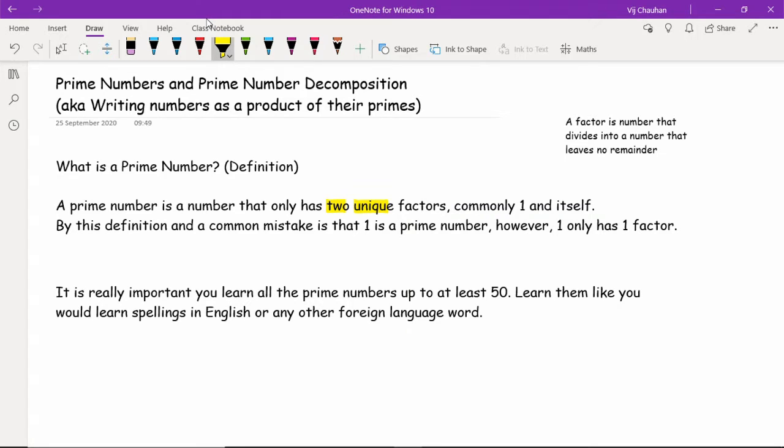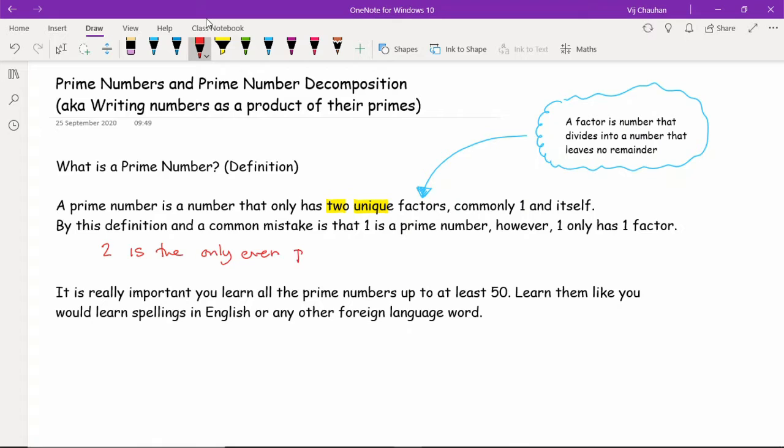Now a little reminder about what a factor is. A factor is a number that divides into a number and leaves no remainder. There's a couple of things you need to know about prime numbers: there's only one even prime number. So 2 is the only even prime number. All the other prime numbers are odd, but not all odd numbers are prime.